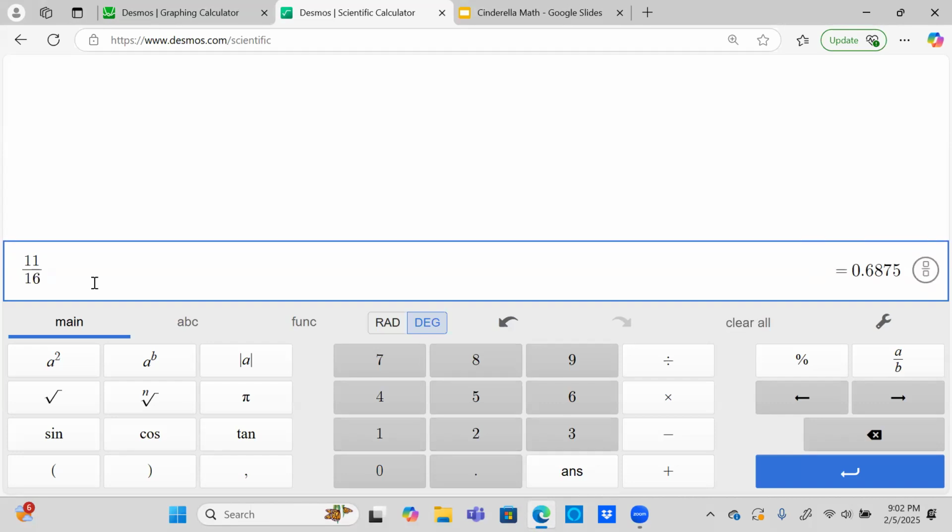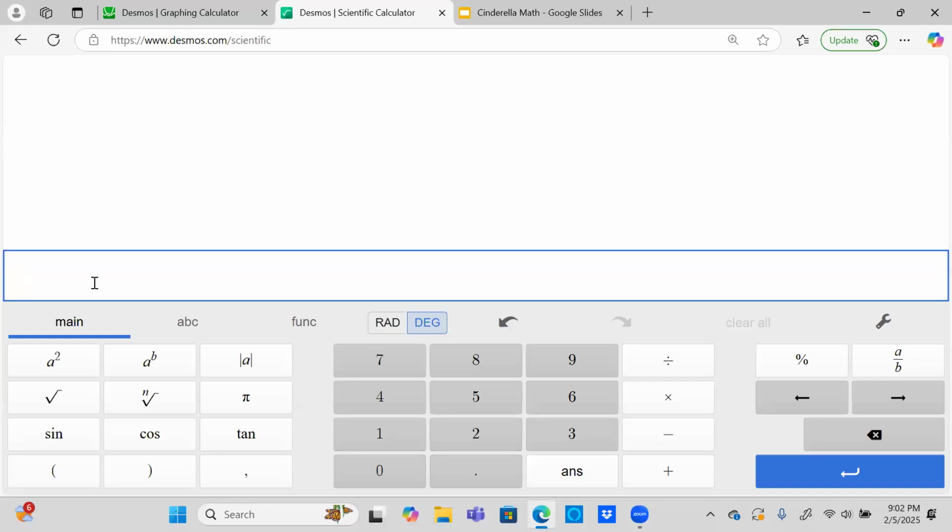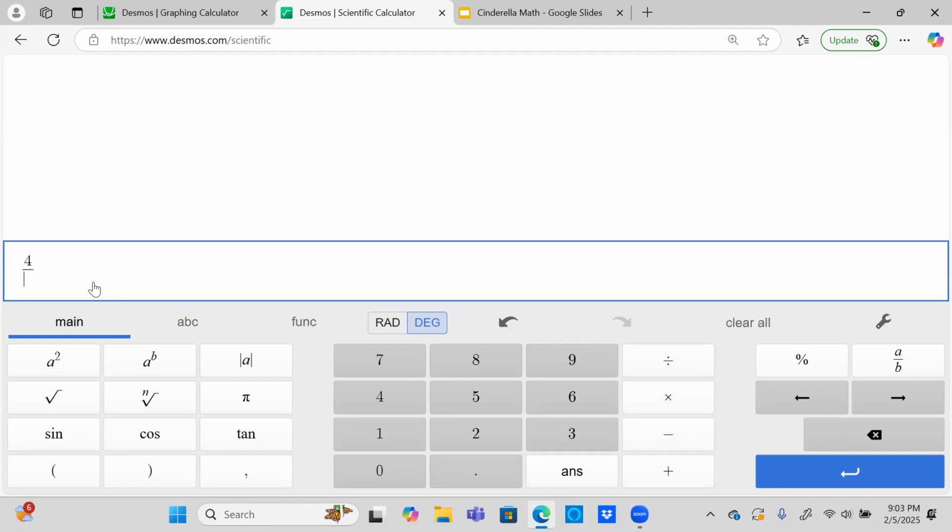11/16. Boom. Okay, and if you're using the other Desmos, just type it in the same way. And I'm hitting on the keyboard, I'm hitting the slash with the question mark. You can also hit the divide button on the calculator. If you're on a handheld calculator, hit divide. So like 4 divide 5. That's all you do. Okay?